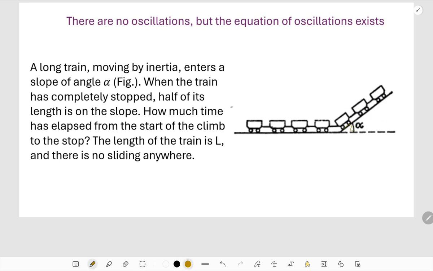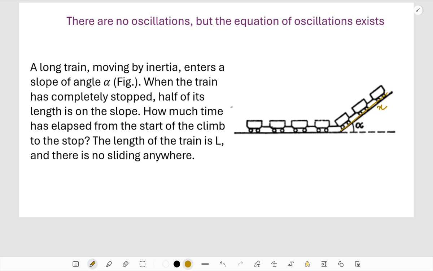The length x has entered the hill. That means only x length of the train has entered the hill. Then we can write a conservation of mechanical energy equation here.